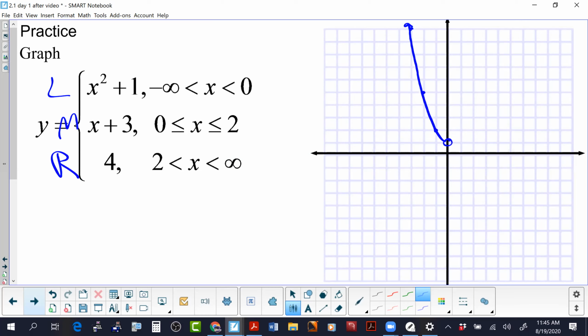0 to 2 is a line. We're calculus students. You can graph a line any way you want. I don't care how you graph a line, just get the job done. More specifically, a line segment. We plug 0 in, we get 3. 1, 2, 3. There's your y-intercept. Slope of 1, up 1 over 1, up 1 over 1. There's our little line segment.